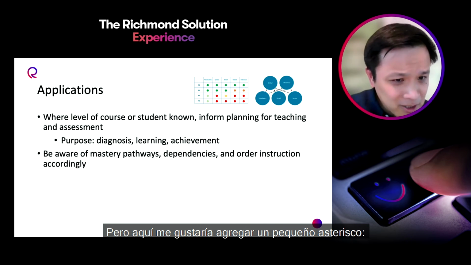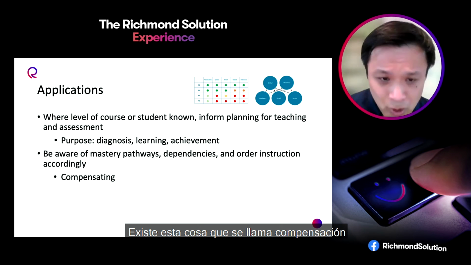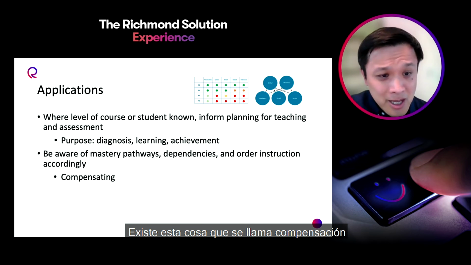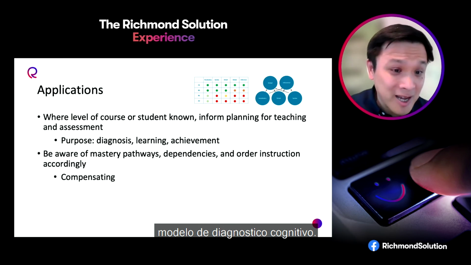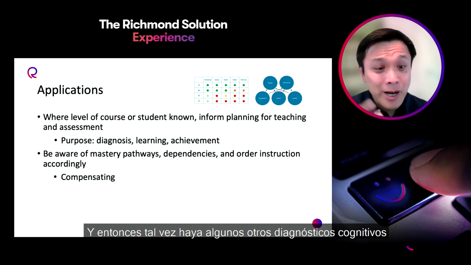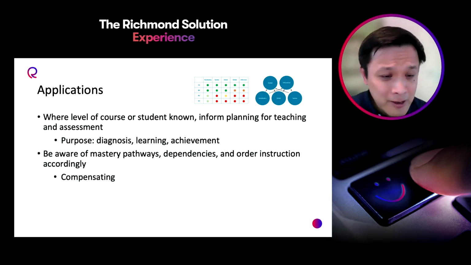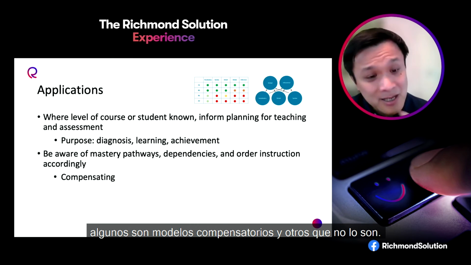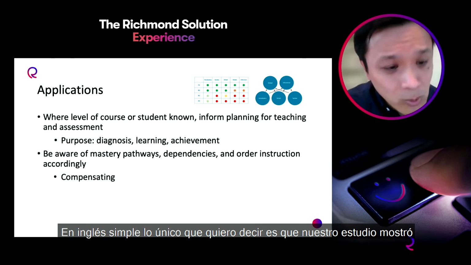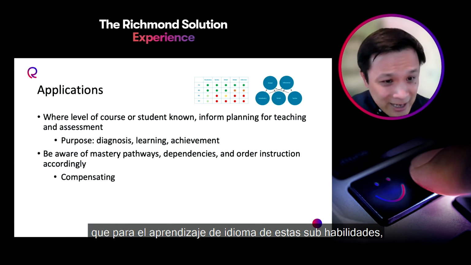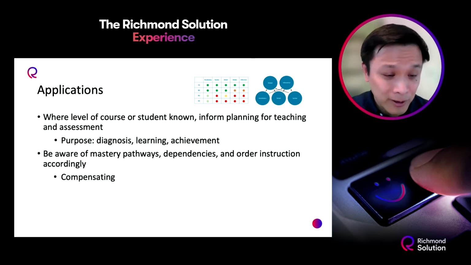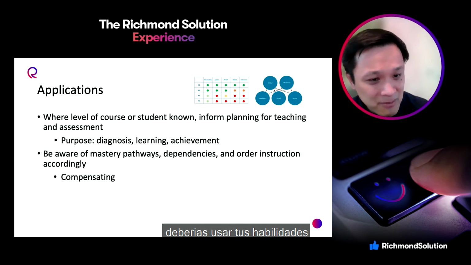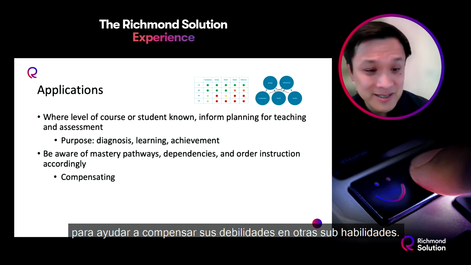Okay. But here I want to add a little caveat and a little asterisk, which is that there is this thing called compensation. Now, I told you that we use a modeling technique called cognitive diagnostic modeling. And in fact, there are a variety of cognitive diagnostic models involved, some of which are compensatory models and some of which are not. And in plain English, all I want to say is that our research showed that in language learning, for these particular subskills, the compensatory models actually worked out better, which is to say, the evidence indicates that you might be able to use your strengths in some subskills to help you compensate for weaknesses in other subskills.